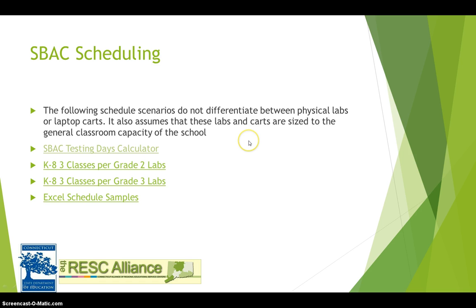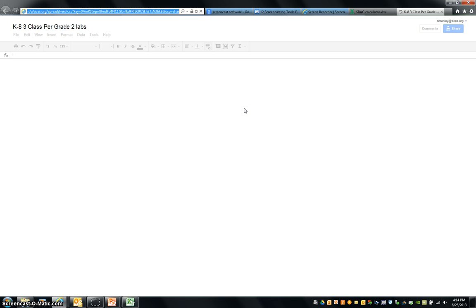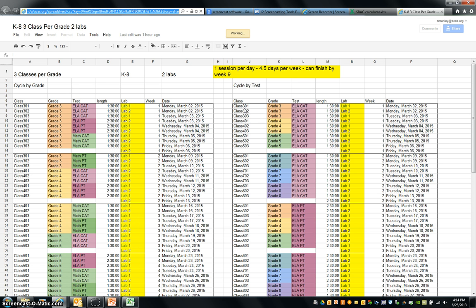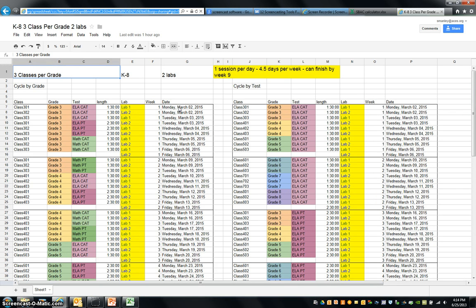So let's look at a couple of real-world scenarios where maybe you might want to start sketching it out and then saying, well, what if I had more labs? What if I had fewer labs? What if I could make something work out? So here's a scenario. This is a real-world scenario. I've sketched out a K-8 school where there are 3 classes per grade and they have 2 labs.